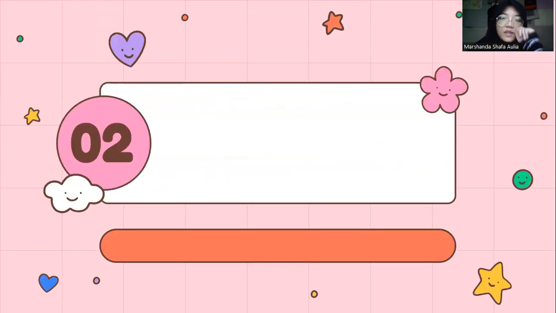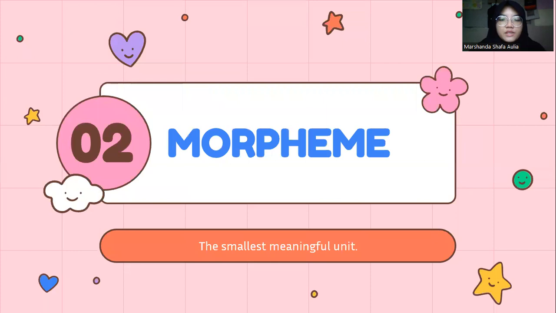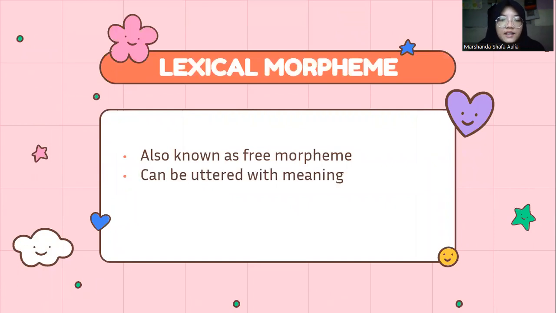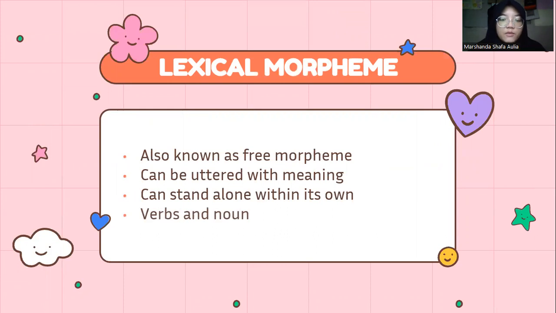And the second one, we move to morpheme, the smallest meaningful unit. The first one, we have lexical morpheme, also known as free morpheme, which can be uttered with meaning and can stand alone on its own. It mostly consists of verbs and nouns. So lexical morpheme is the same as the previous one, which is lexical word, but morpheme is the smallest meaningful unit. So if we separate the word into some parts, lexical morpheme is the smallest unit of lexical word.